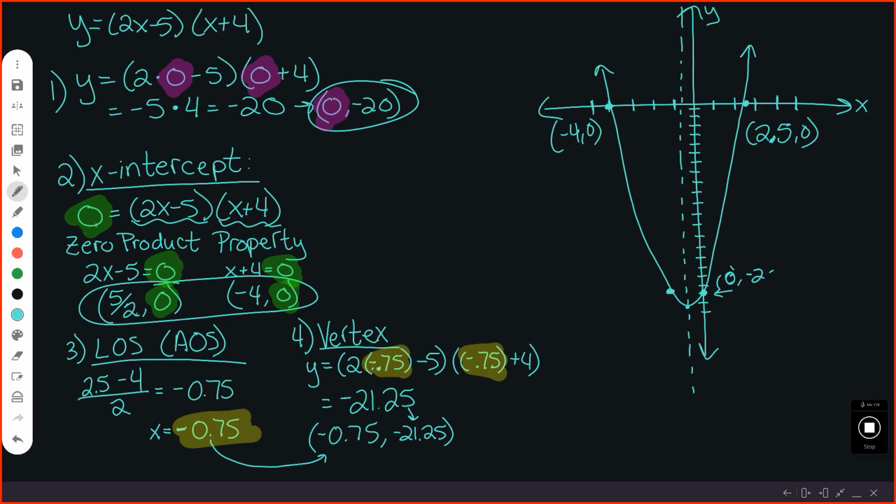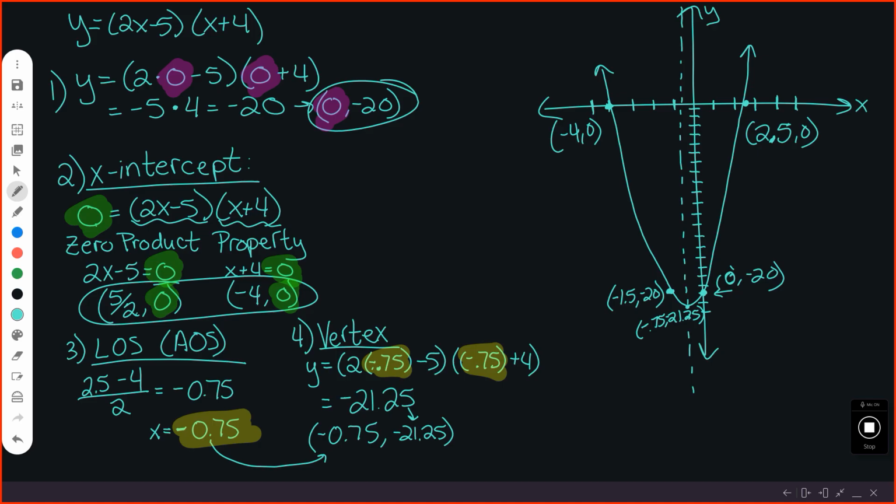0, negative 20, and then negative 0.75, negative 21.25. We'll make that one also negative. And then this point is going to be negative 1.5, negative 20. And to get this negative 1.5, I just multiplied negative 0.75 by 2. That's it. That's my graph.